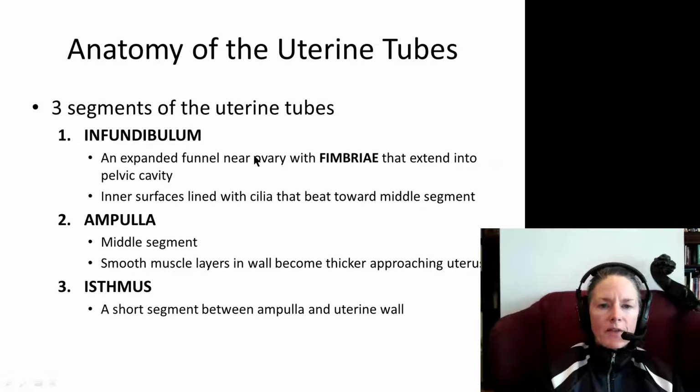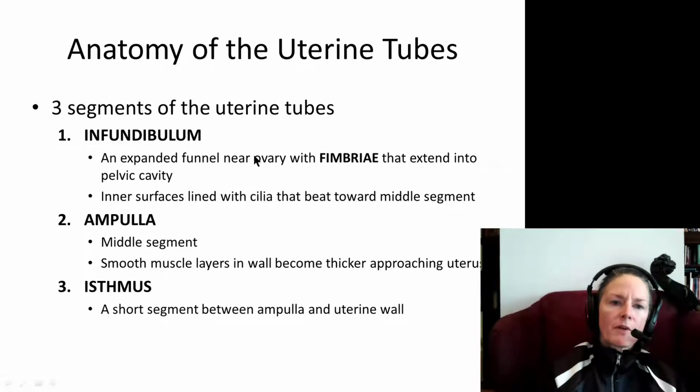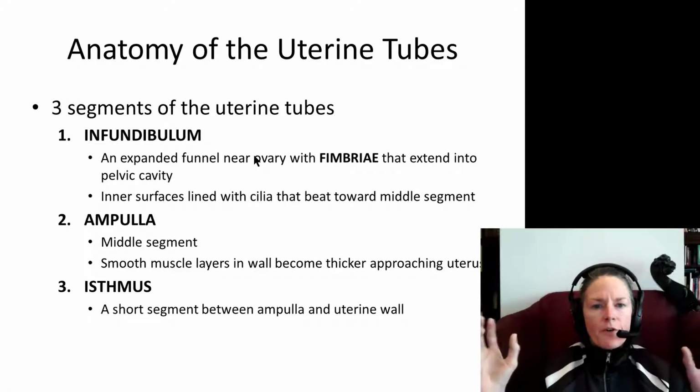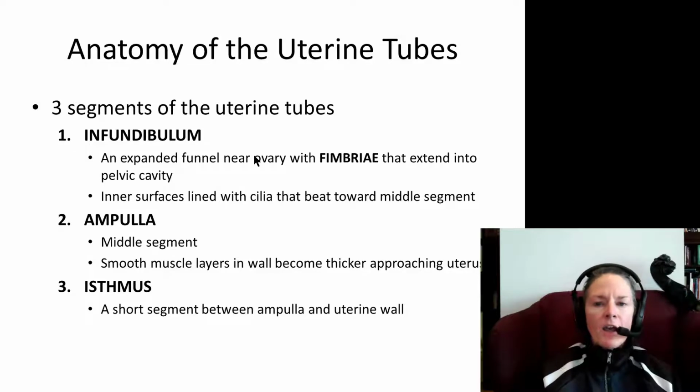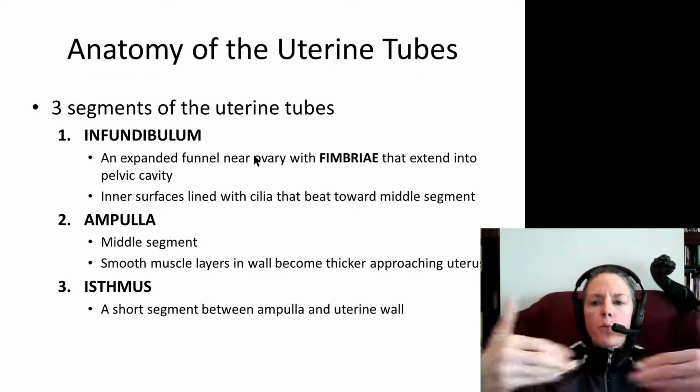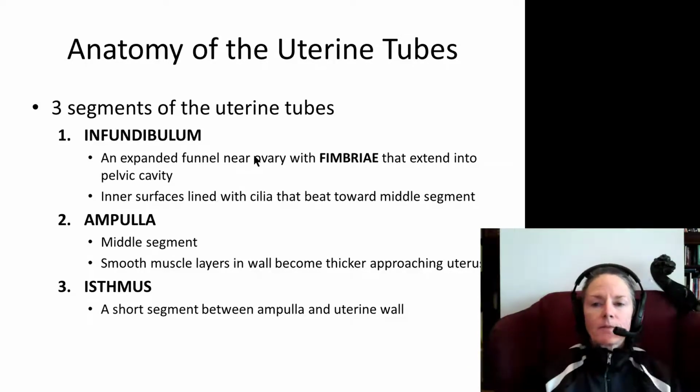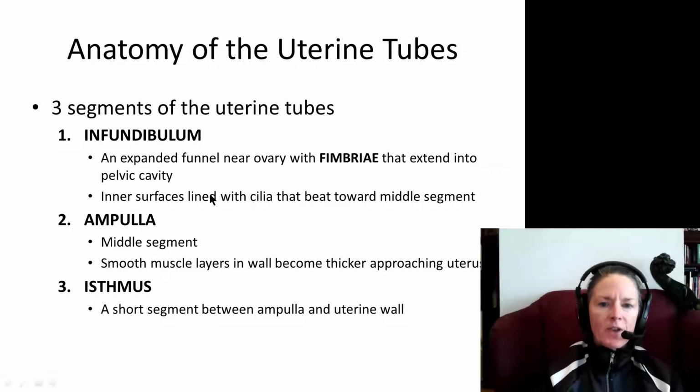All right, so we've got these segments. We've already talked about some of them. We've got the infundibulum, the funnel-shaped part right there at the opening, and this has the fimbriae that extend out into the pelvic cavity and are going to reach out and sort of wave that oocyte into the infundibulum. And the cilia are going to beat towards the middle segment.